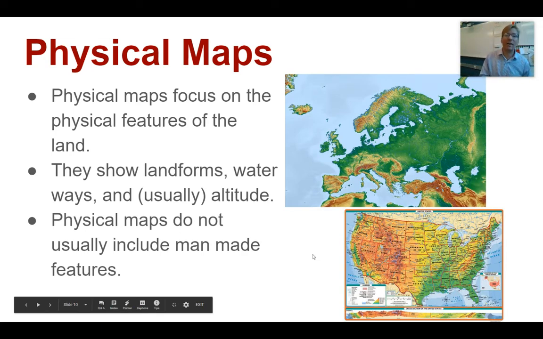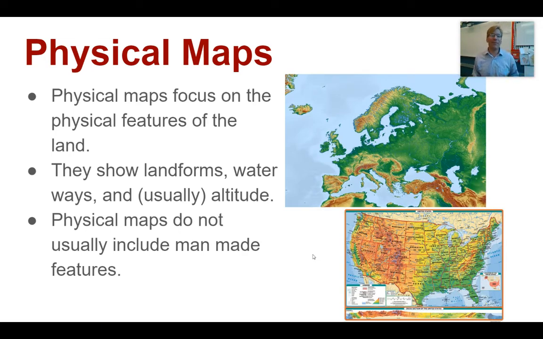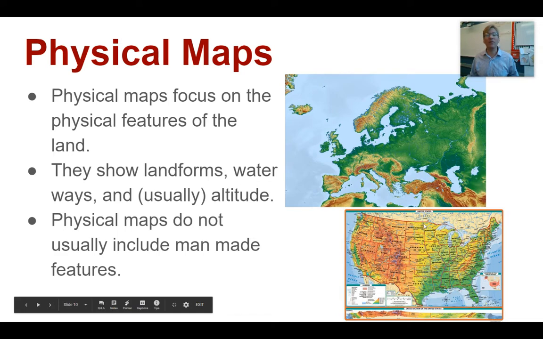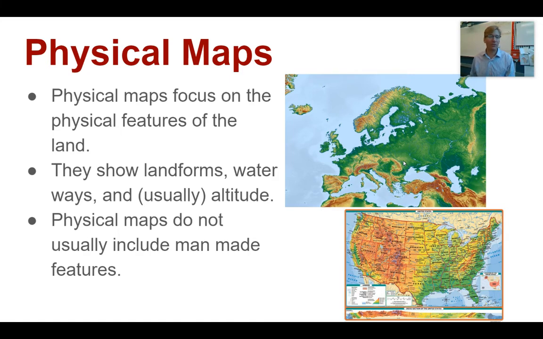Now, physical maps do not usually include man-made features. Sometimes they will still give us lines for some political boundaries, but the focus is on the physical features of the land. And sometimes we just get those physical features.